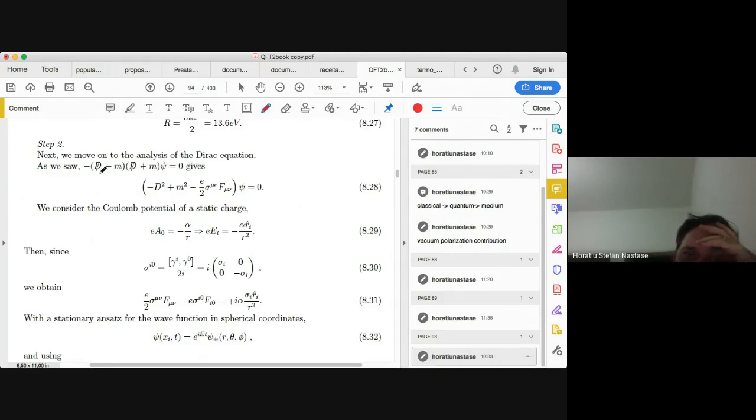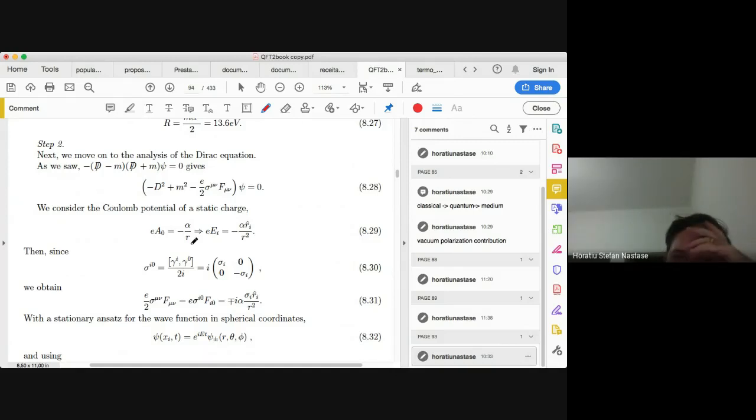But we can also multiply with minus D slash minus m and obtain, as we saw, this equation: minus capital D squared plus m squared minus e over 2 sigma mu nu F mu nu psi equal to 0. So we consider again the Coulomb potential of a static charge. That is to say, eA0 is again minus alpha over r.